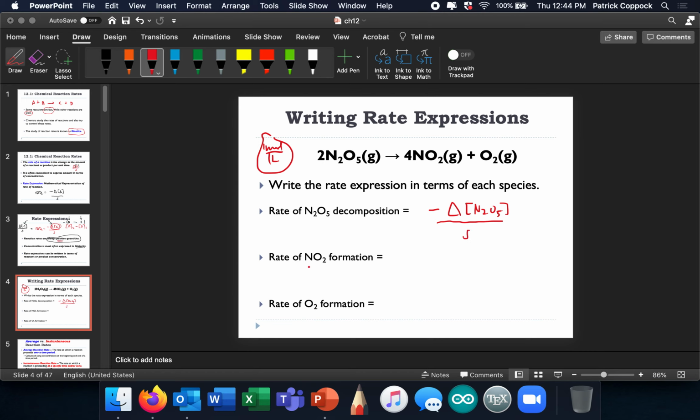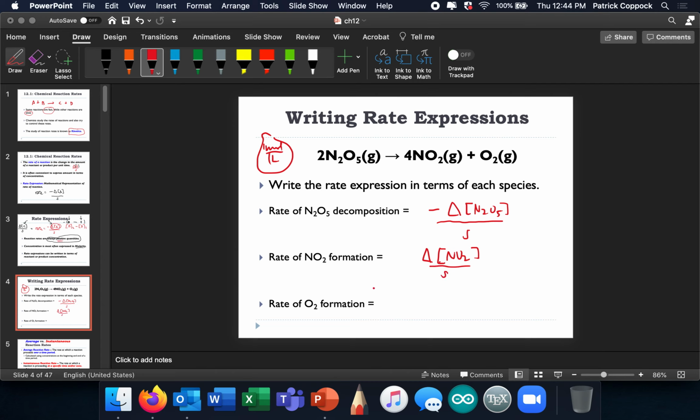Or we could talk about the rate of NO2 formation, in which case we would say delta, because this is actually getting higher, so this is going to be positive, NO2 per second, right?